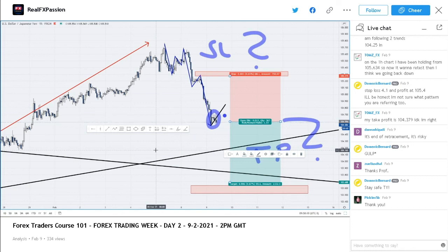Stop loss 4.1 and profit 105. I'll be honest, I'm not sure what pattern you are referring to. I'm not referring to any pattern, everybody. Great question. You need to choose a pattern when you are trading. My take profit, it's 104. 104.37.